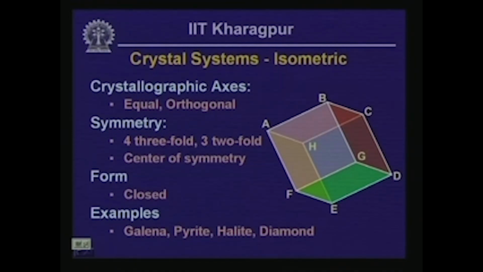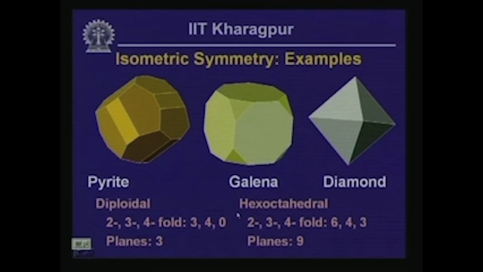Now, what are the examples of this class of minerals? You have the example of halite, which I have already talked about. Diamond also is of this category of minerals, and then you have pyrite and galena. If you recall, pyrite is actually ferrous sulfate, and galena is lead sulfate. Okay. Now, these are the examples that we talked about.